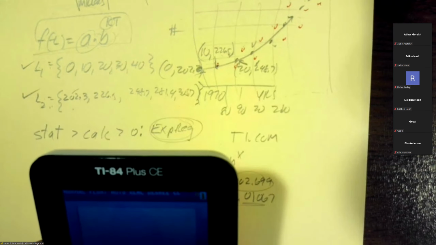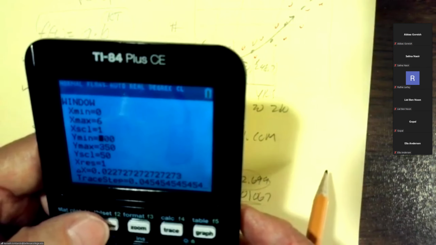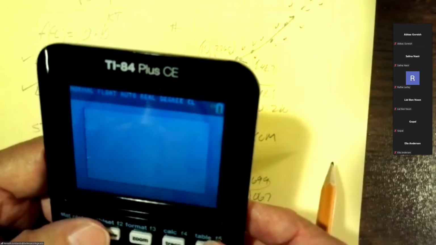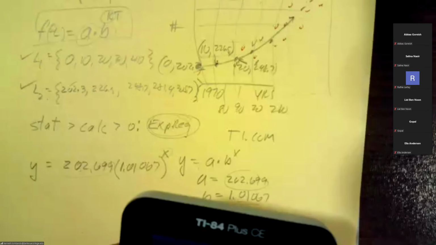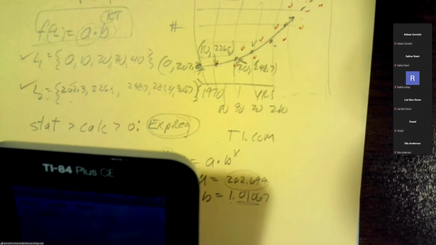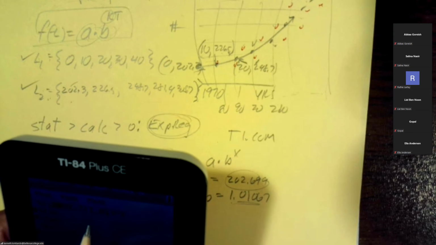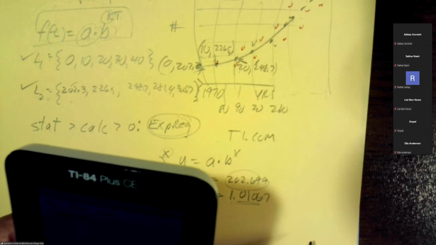Well, it looks like I'm not getting much of a curve here. So let's go back and change my window and say, what if I start out at 0 and go to 350 in increments of 50? What is that going to look like? And so it looks fairly flat no matter where I start, because these values that I gave you were very flat. So that says if I'm using this multiplier, 202.7 times this 1.01, well, that didn't increase it very much.